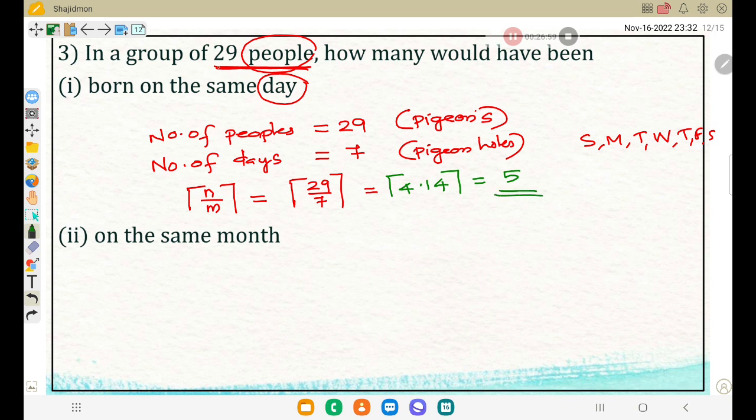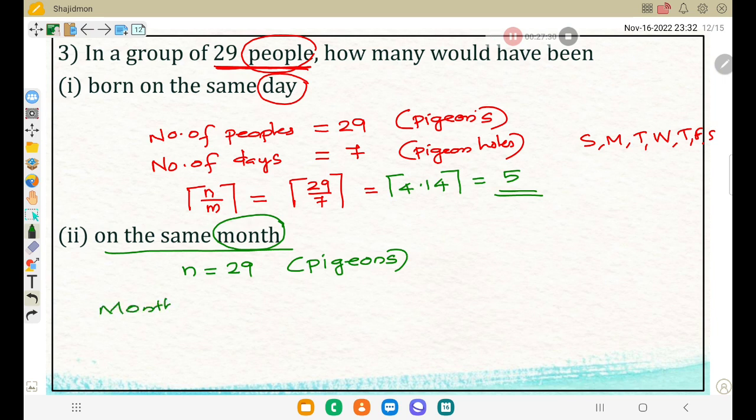Now the same question, the number of people is 29. How many would have been born in the same month? That is the question. First, the pigeons are the same, n equal to 29, the number of people, same as in part A. Now, month is the pigeonhole here, correct? So how many months are there in a year? m equal to 12 months, correct? So this is the pigeonhole.